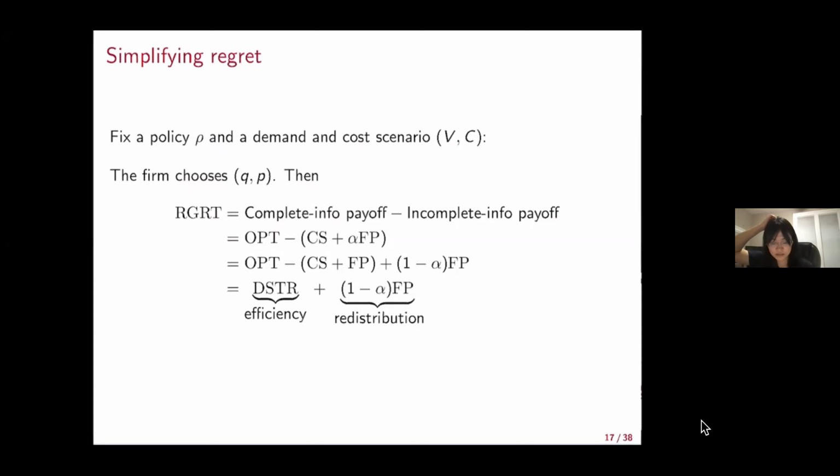And in particular, when alpha is equal to 1, going back to the previous question, my regret is just equal to the distortion. I want to make sure that the firm produces as efficiently as possible. When alpha is equal to 0, firm's profit punishes me as much as the distortion punishes the regulator, right? So that's the decomposition we discussed.